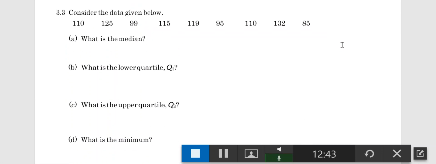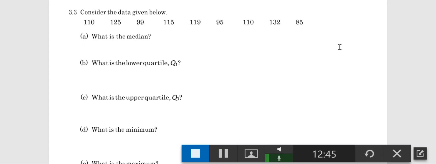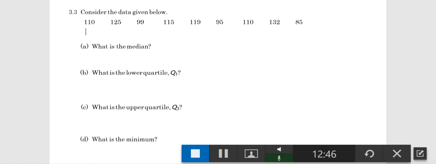Anyway, I'm going to zoom out a little bit for this one. I'm sorry, I just burped. So here's some data. What we want to do is find the median, the lower quartile, the upper quartile, and the minimum. Since order matters with all of these calculations, the first thing we need to do is put it in order.